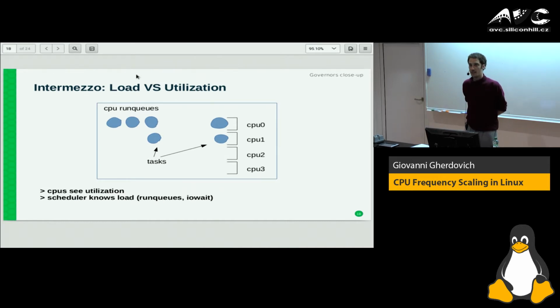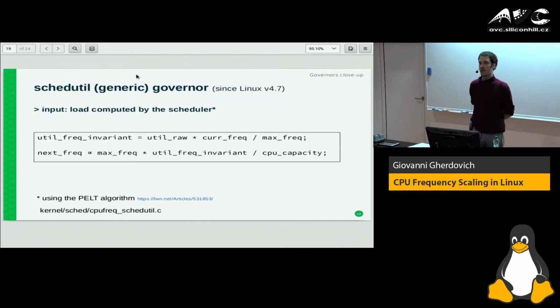And the PState driver that we just saw is actually using only data from the CPU, and it's not profiting from knowledge that is in the scheduler. So this is why in Linux 4.7, a new governor, a generic governor, was introduced called schedutil, and it does use knowledge from the scheduler, which is the load that I just described. In this pseudocode, I'm calling it util because it's the name that is used in the code. And throughout the kernel code base, naming is sometimes not very consistent. But the idea is that this input, which is util raw, is from the scheduler.